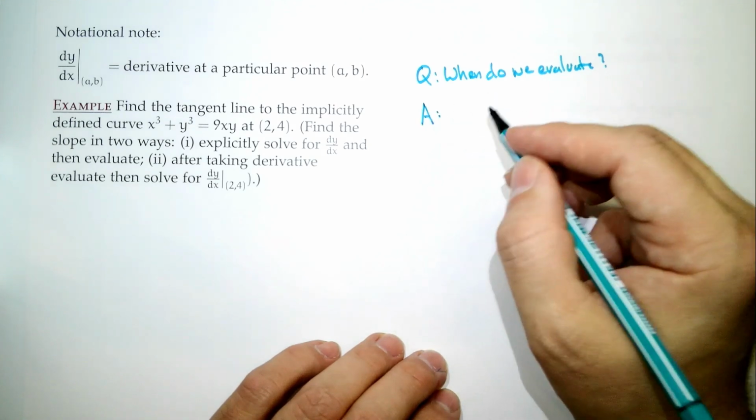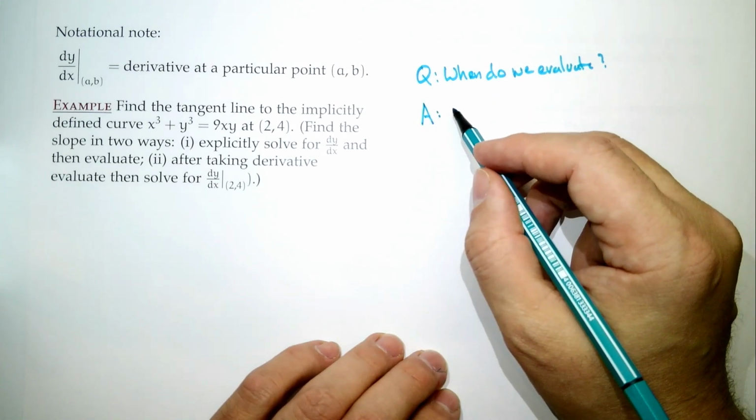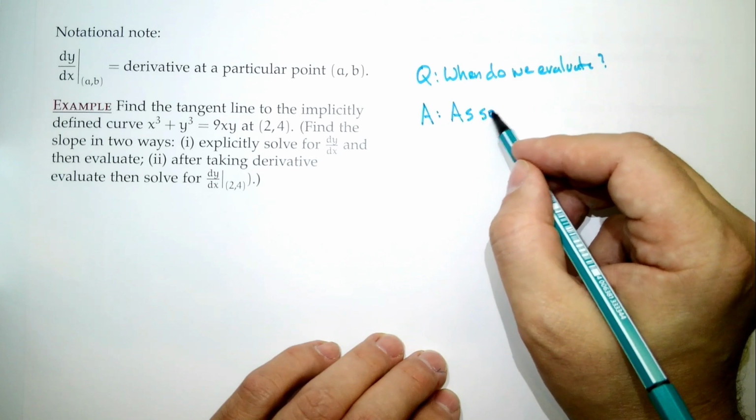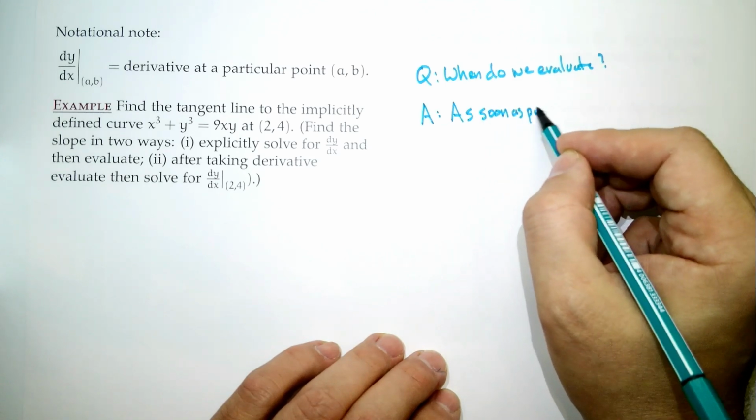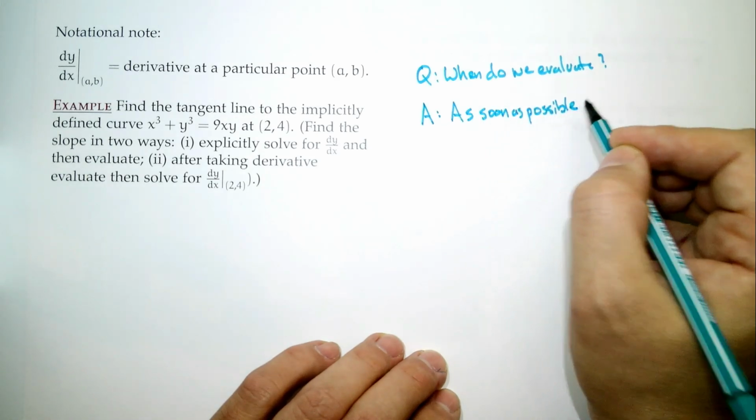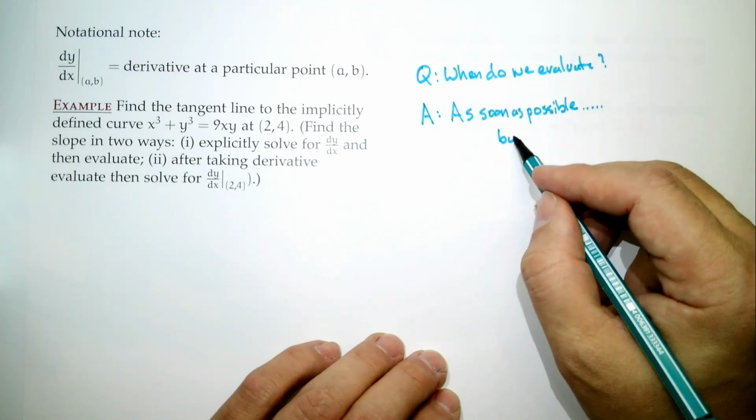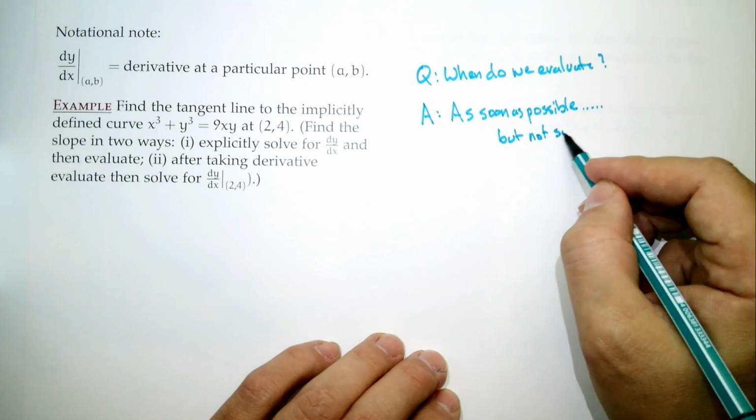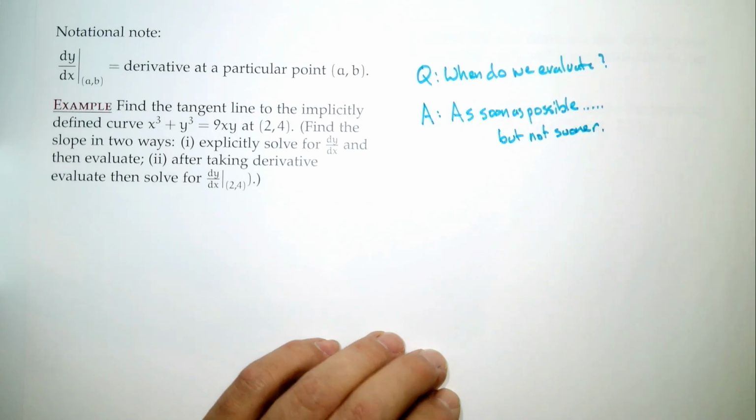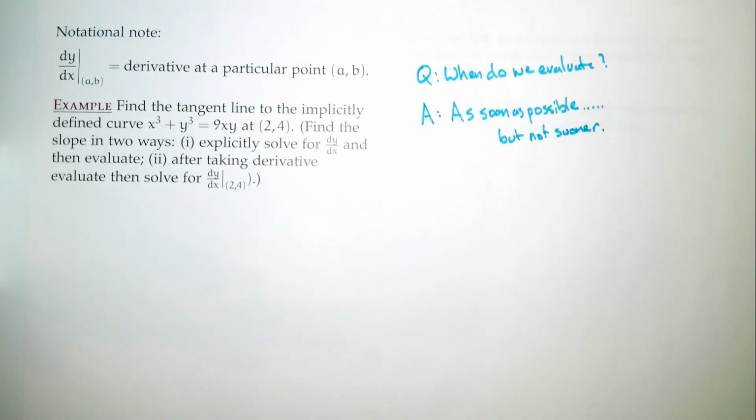The general answer is the time to evaluate is as soon as possible. So if you have a problem and it says, I want to know what it is at a certain point, evaluate as soon as possible. But there's a catch: not sooner. Sometimes when you see an evaluation problem, you think, let me start by doing my evaluation right away. But you can't do it right away. All right, let's go through and see what happens here.